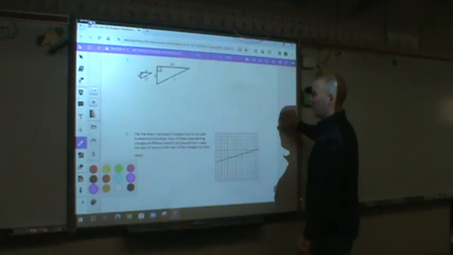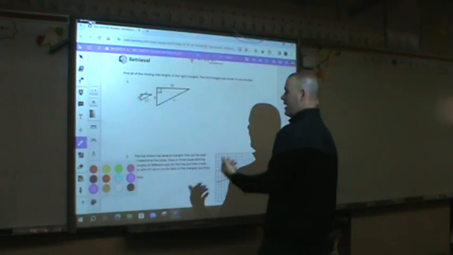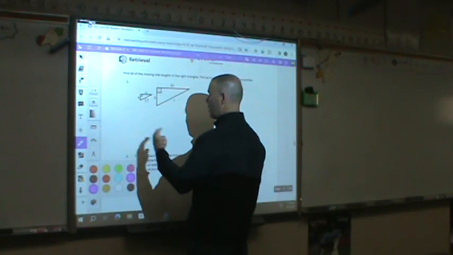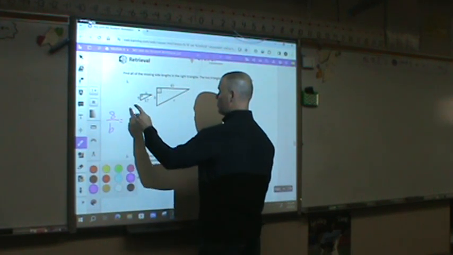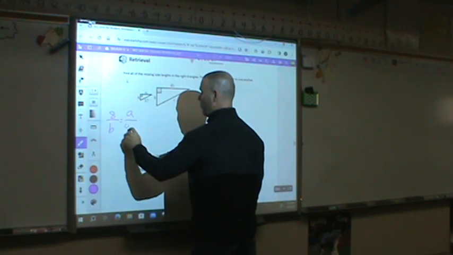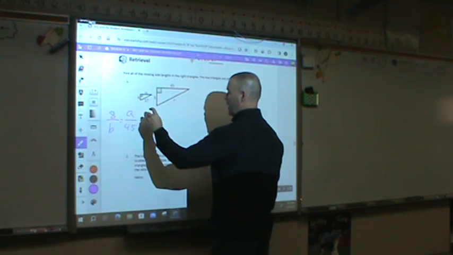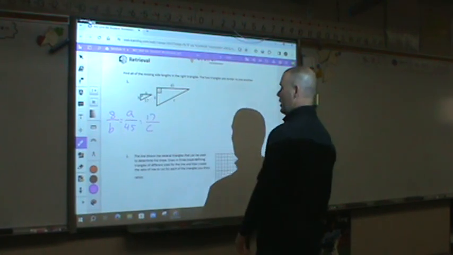All right. Then we moved to this and said, find all the missing side lengths of the triangles. Well, we find that by comparing, right? We compare corresponding sides. So 8 over B is equal to, if I just start there with the short leg, A over 45, and that compares to 17 over C, which is the hypotenuse and the hypotenuse.